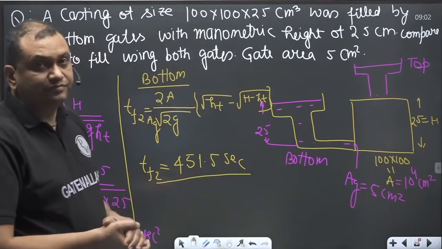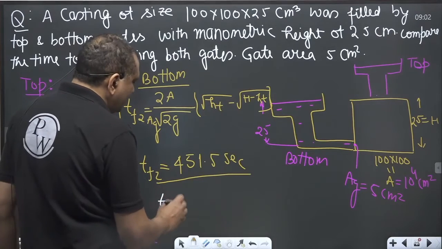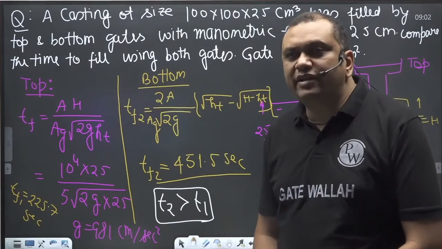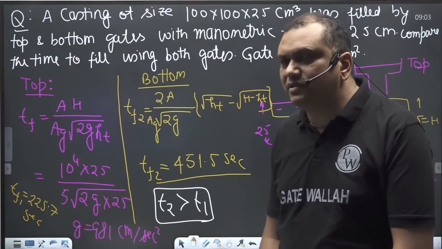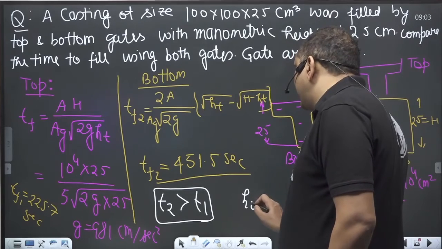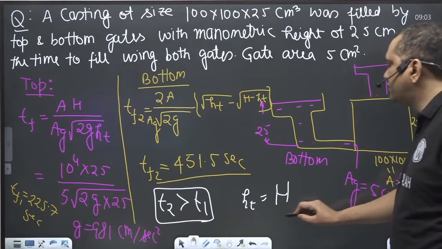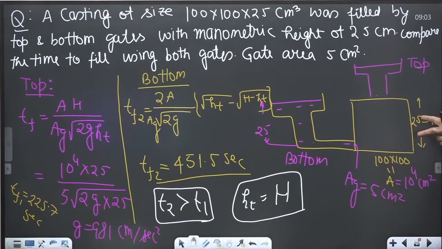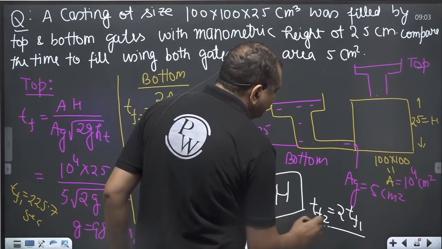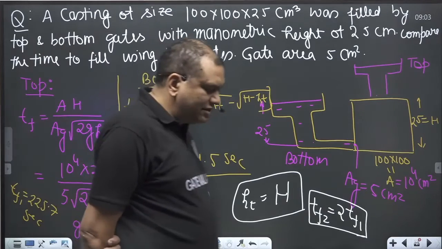One conclusion you have already drawn before: T2 will always be greater than T1. The time to fill the mold cavity using the bottom gating system will always be more than with the top gating system. But here there is one more important conclusion. If the manometric height is equal to the height that you want to fill, then TF2 is twice TF1. It's a very, very important conclusion.